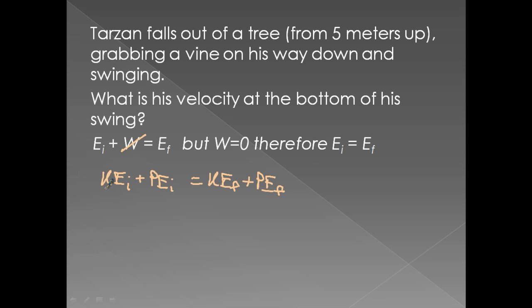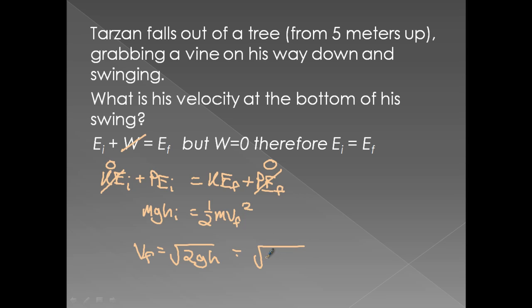Now he starts at the top of the tree. He's not moving, so that guy's 0 because velocity is 0. At the bottom of his swing, his height is 0, so that guy's 0. So we're just left with the initial potential energy equals the final kinetic energy again. And just like the last problem, mgh, his initial height, equals 1/2 mass times his final velocity squared. The m's are gone again. You get the same exact equation. The final velocity equals the square root of 2gh.